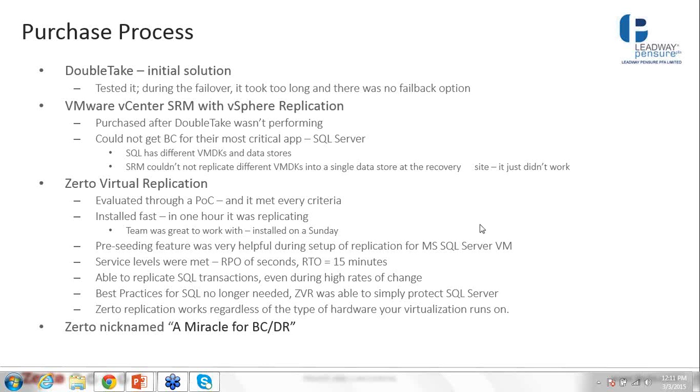And before my eyes, I saw RPO that I've never seen before. Seconds, sometimes minutes. Now, this was the real trigger for me. I was really happy that I could do this entire setup on the weekend, and I was already replicating. The changes that were happening on the production site were immediately being replicated to the recovery site.